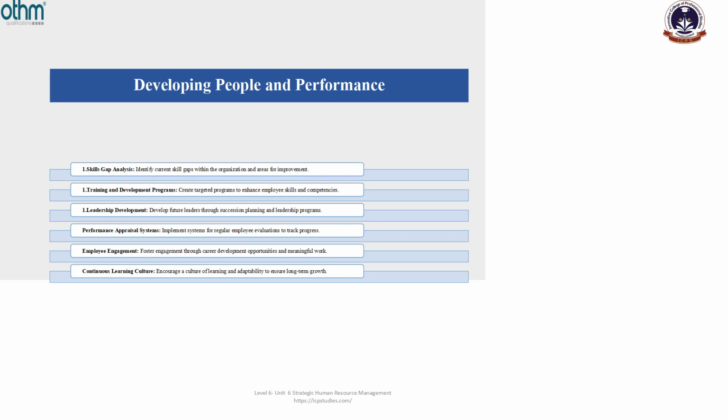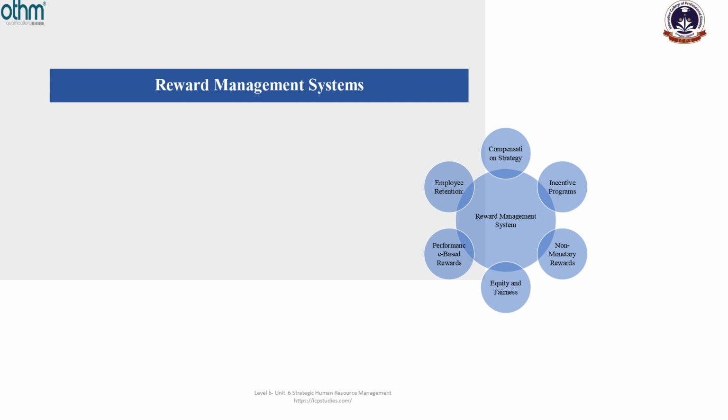Then we have training and development programs, in which we create targeted programs to enhance employee skills and competencies. Then we have leadership development, in which we develop future leaders through succession planning and leadership programs. Then we have the performance appraisal system, in which we implement a system for regular employee evaluation to track progress. Then we have employee engagement, in which we foster engagement through career development opportunities and meaningful work. Then we have a continuous learning culture, in which we encourage a culture of learning and adaptability to ensure long-term growth.